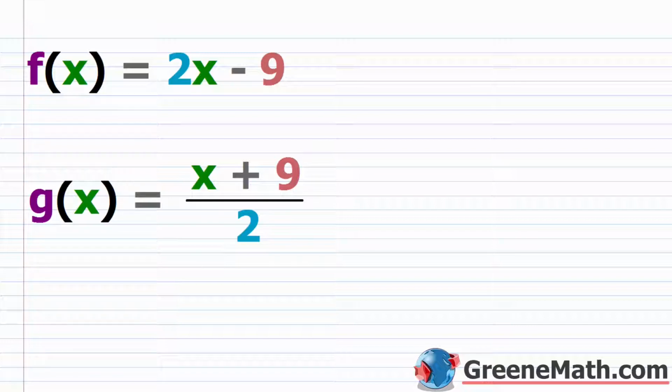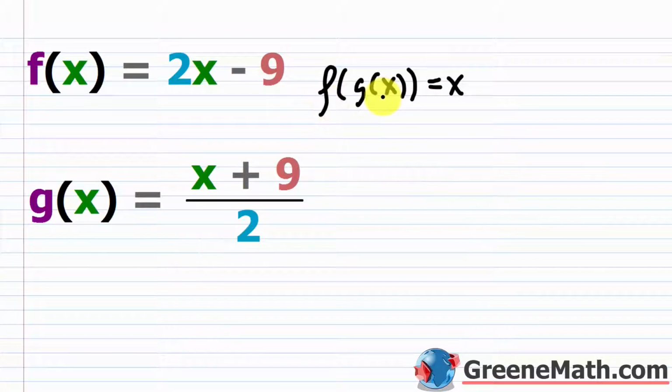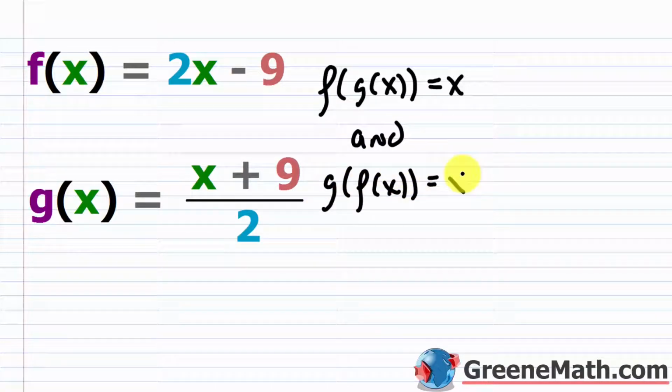So the rule for this is very, very simple. If they're inverses, then f of g of x is equal to x. So this is f composed with g. We already saw this earlier in the course. And then also, g of f of x is equal to x as well. So both of these conditions have to be met. Don't just check one, you have to check both.